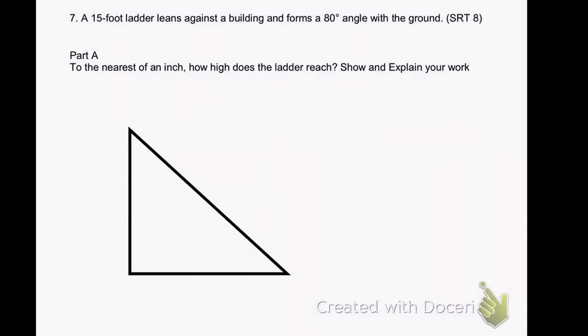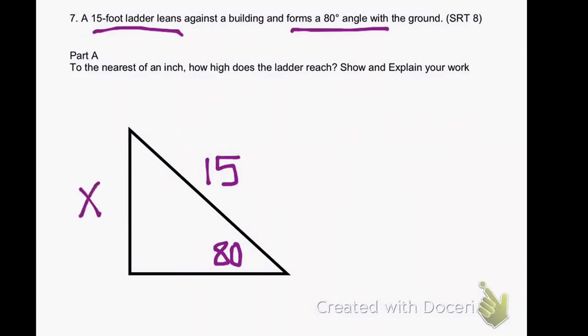So the first thing that I do is I draw a triangle, since we're working with right triangles. Remember, if the ladder is leaning, the hypotenuse is the side that's leaning, and it forms an 80-degree angle with the ground. That would be 80 degrees at the acute angle on the bottom. So if I want to find how high, that's your vertical measurement, I want to use my trig ratios to do that. So set up your trig ratios.